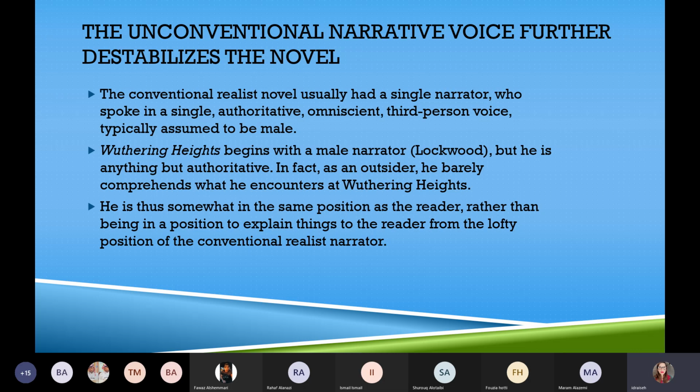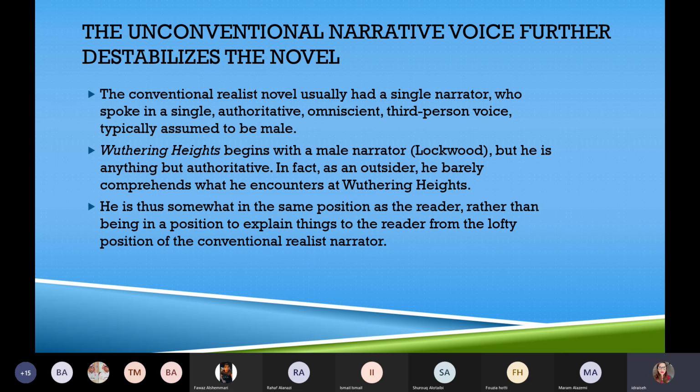So again, if we go back to the story and the narrative, this story, Wuthering Heights, has a very unconventional narrative in terms of many things. The narrative voice of the novel, the plot of the novel, the structure of the novel, all of these basically are what makes this novel really unique. And the narrative voice in the novel further destabilizes this novel.